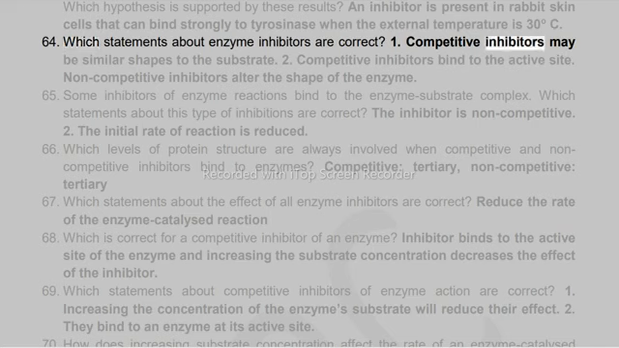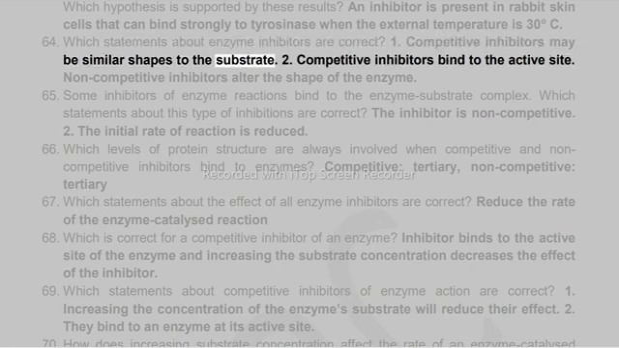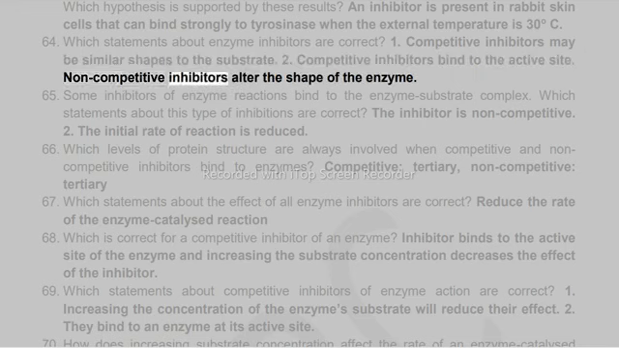64. Which statements about enzyme inhibitors are correct? 1. Competitive inhibitors may be similar shapes to the substrate. 2. Competitive inhibitors bind to the active site. 3. Non-competitive inhibitors alter the shape of the enzyme.